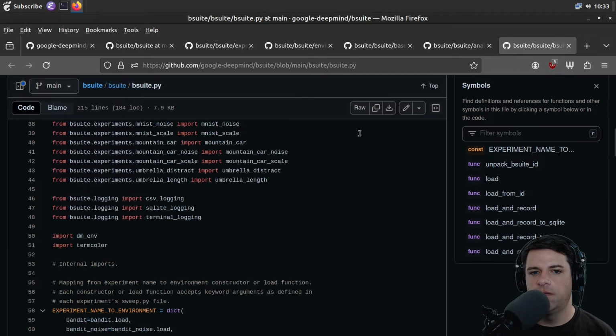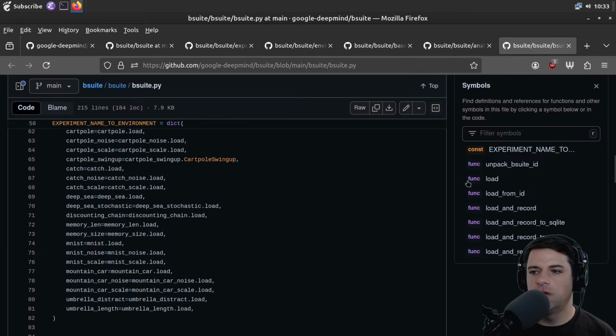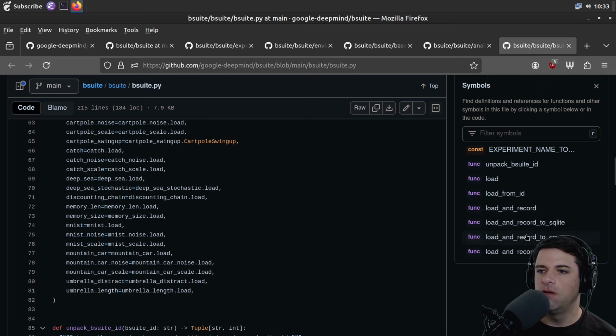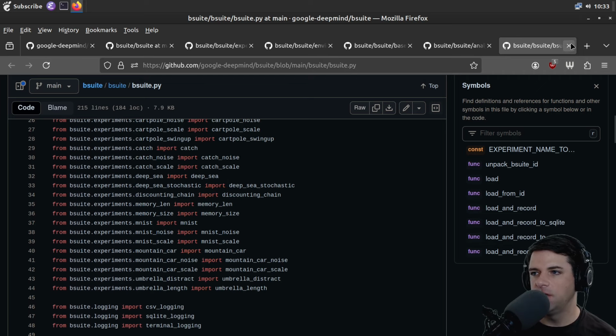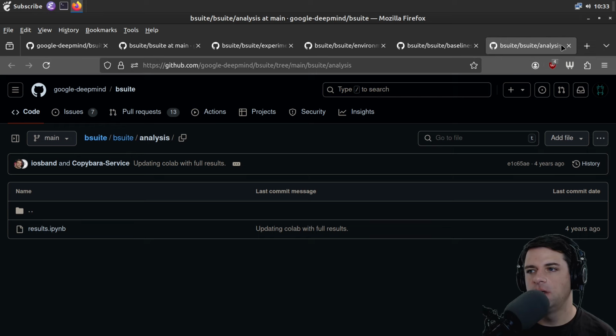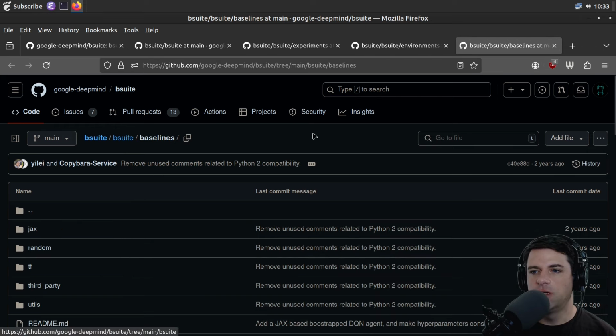And Bsuite itself has only a few lines of code. We can look over here in the functions. We've got unpack Bsuite ID, load from ID, load and record. Okay, so all of this stuff is really just loading functions from files, and it's the files themselves, the source files, that have the reinforcement learning stuff.